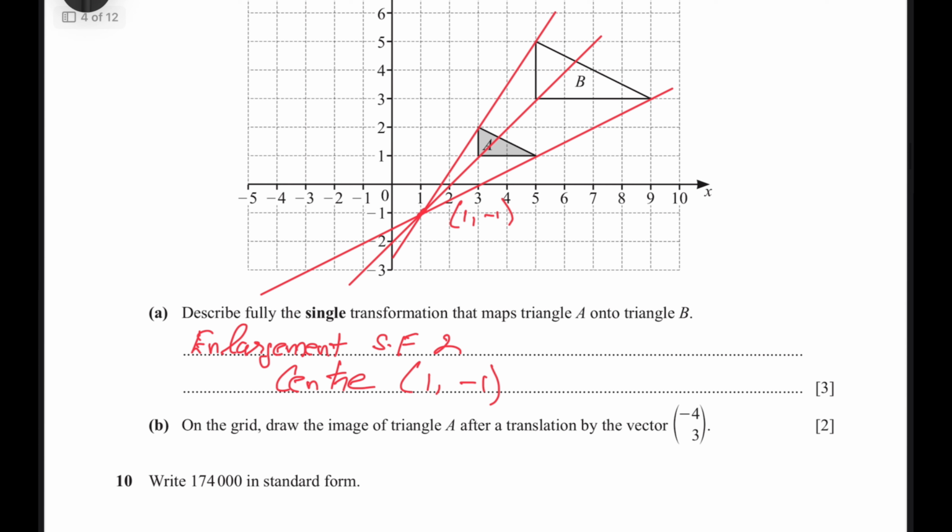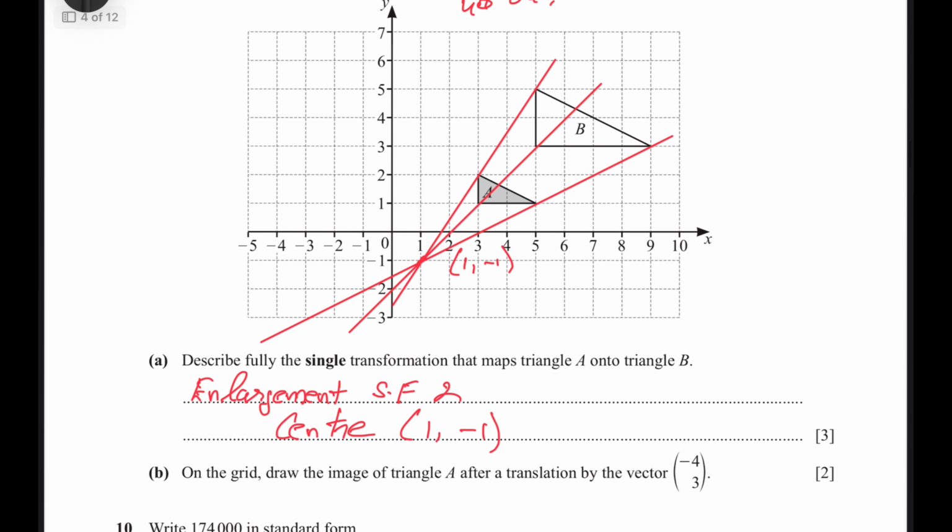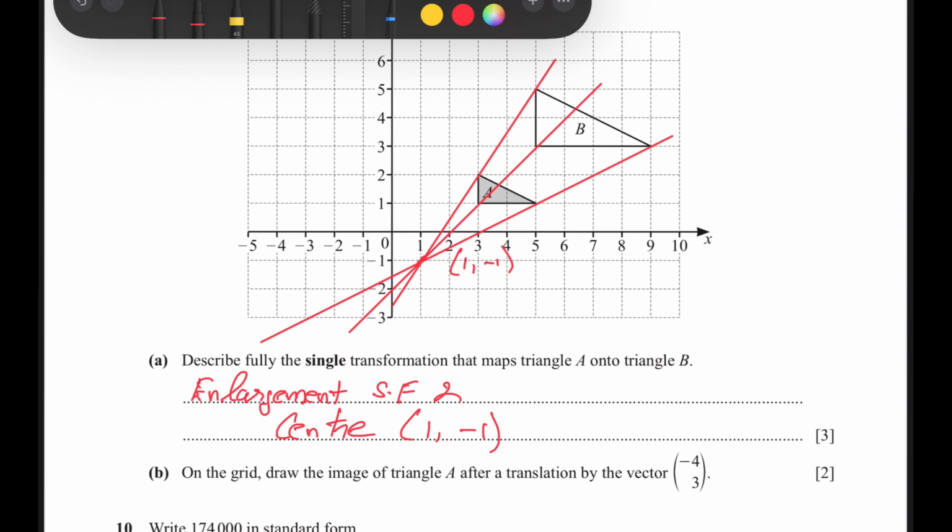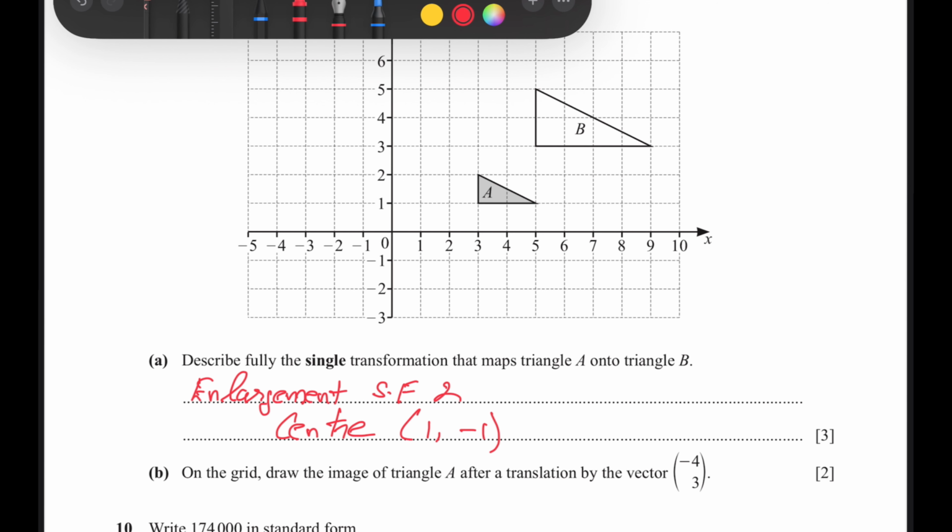Okay, on to the B part. On the grid, draw the image of triangle A after a translation by vector minus 4, 3. So we have to draw, just remove all this. See, the translation is minus 4 and 3.